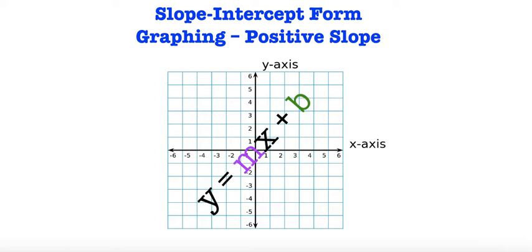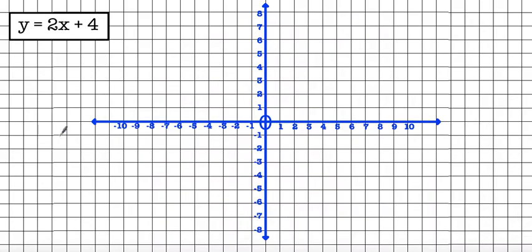Hello, mathematicians. Today we're going to be graphing in slope-intercept form, and we're going to be using positive slopes in this video. So here I have an equation in slope-intercept form, and it's y equals 2x plus 4. And before we begin graphing, let's talk about the different parts that we have here.